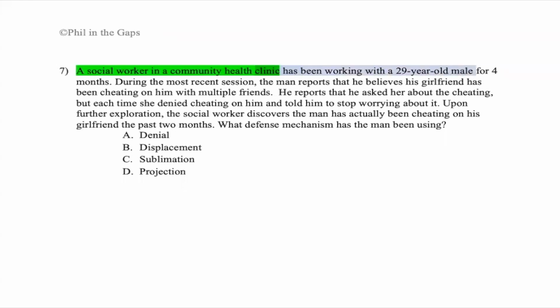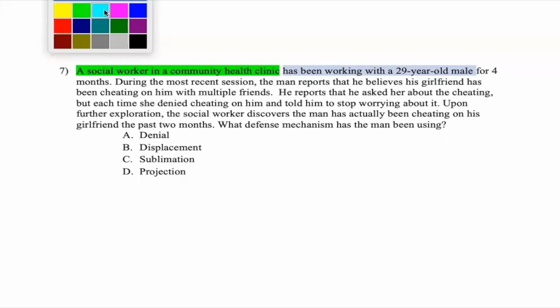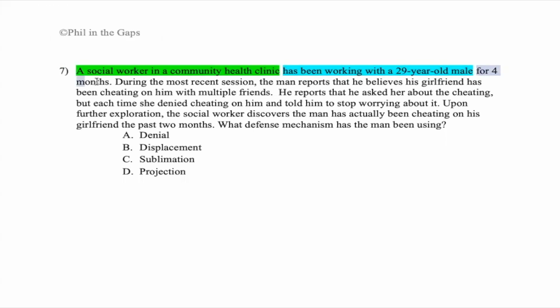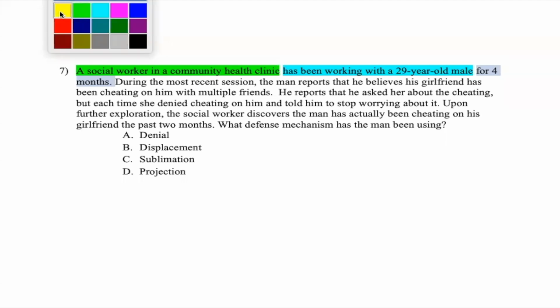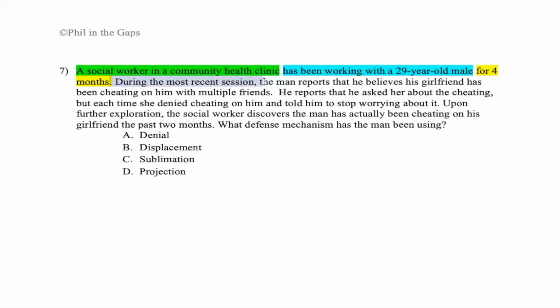Working with a 29-year-old male. So that is going to be our client for the past 4 months. Any length of time, hop on top of it because it helps paint the picture of what we're looking at. During the most recent session, any length of time, hop on top of it because it helps paint the picture of what we're looking at at this given moment.